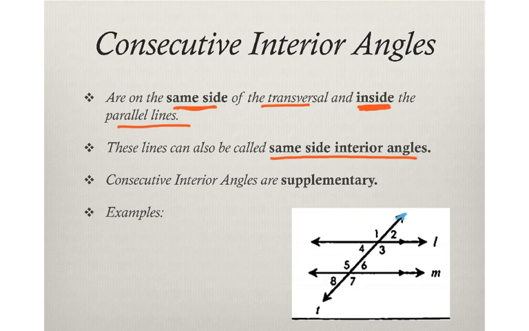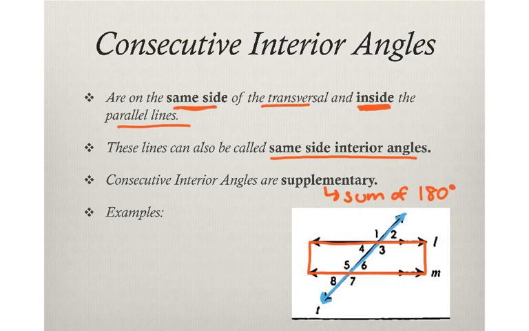So I'm going to highlight what my transversal is, line T. And then I'm just going to draw a box in the area of where I should look because it's inside the parallel lines. So in between these 2 lines would be where I need to be looking for this type of angle. Consecutive interior angles are supplementary. Remember, supplementary means sum of 180 degrees.